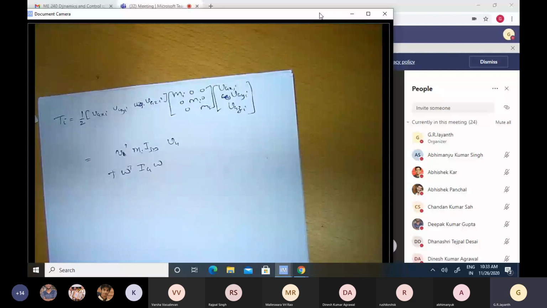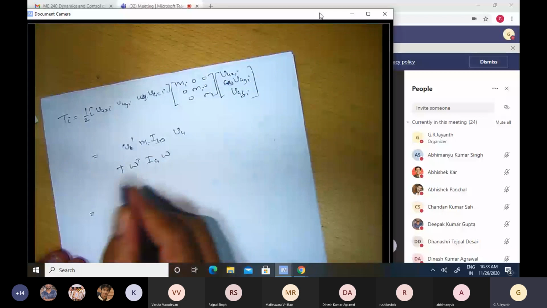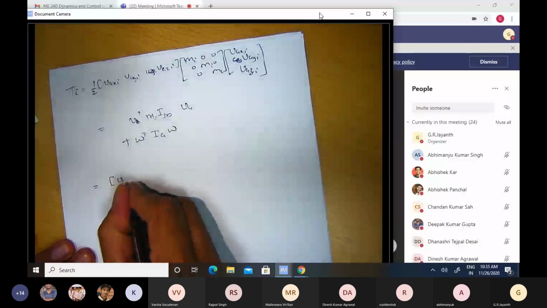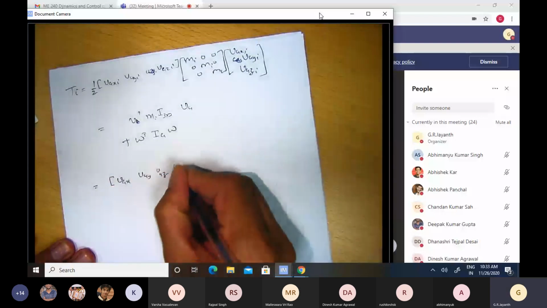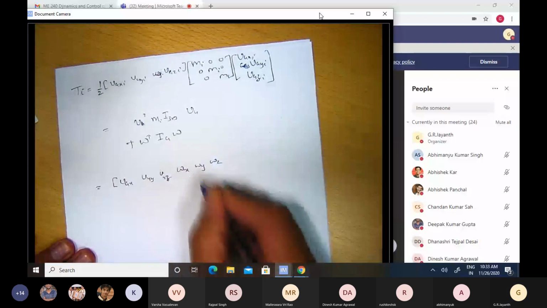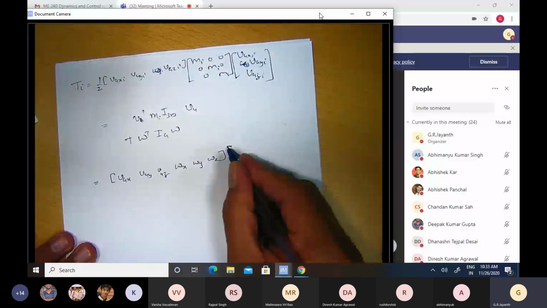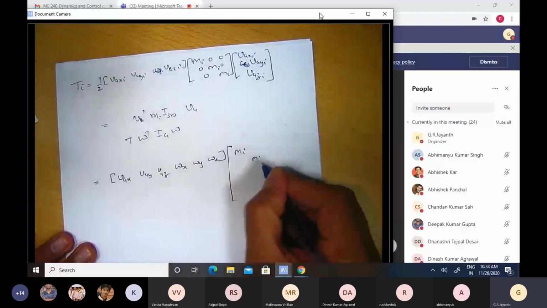I can do one more simplification for the kinetic energy of that first thing. I can now concatenate these two, the angular velocity vector and the linear velocity vector, together to form one longer vector. So this is Vgx, Vgy, Vgz, omega x, omega y, omega z. Okay, I put them all together and I can write the kinetic energy as this term here, Mi, Mi, Mi.